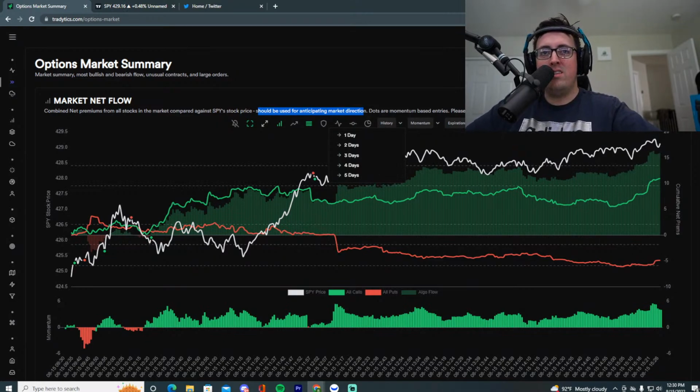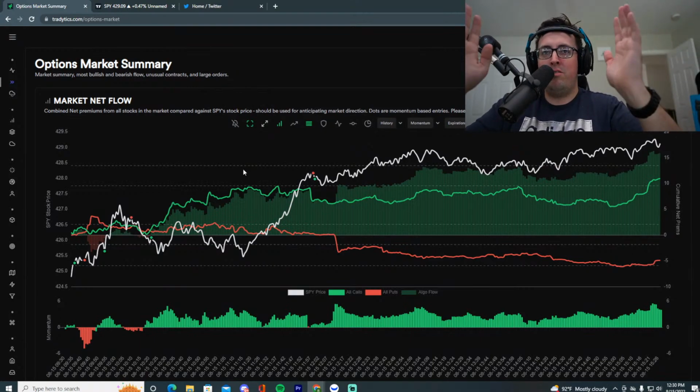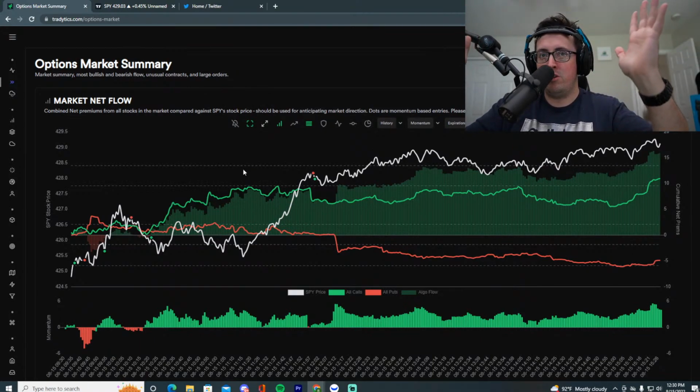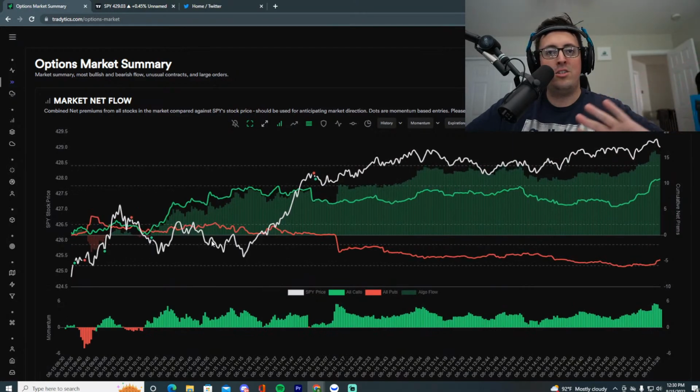If the white line is above the green, doesn't that mean it will come back down to the... No. So that's a question that a lot of people do ask me. So just think of this chart as being two different charts. I don't know if you can picture that. So just picture the white line being its own chart. That's just the price of SPY.